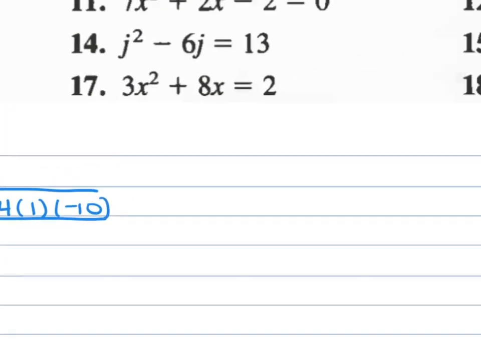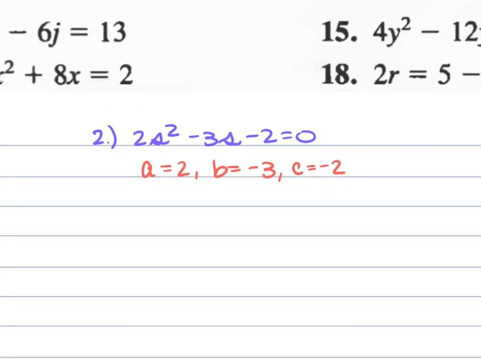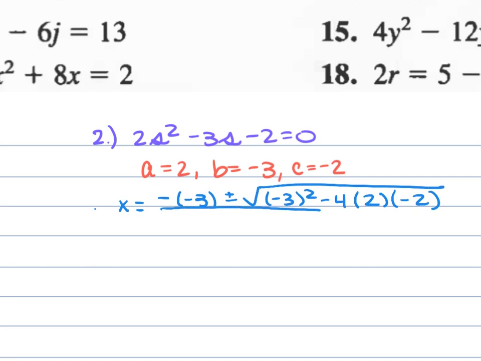For 2, we're given 2s squared minus 3s minus 2 is equal to 0. So our a is 2, our b is negative 3, and our c is negative 2. So plug it into our quadratic formula. We have x is equal to a negative times negative 3 plus or minus the square root of negative 3 squared minus 4 times 2 times negative 2 all over 2 times 2.